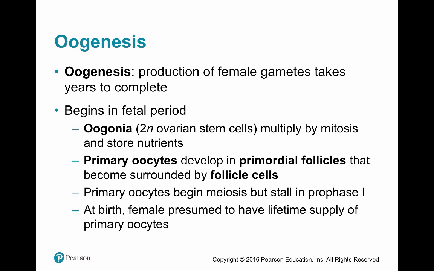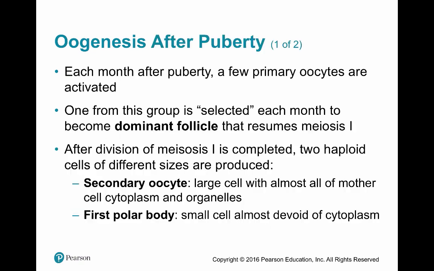It begins in the fetal period with oogonia. This is a 2N diploid ovarian stem cell that is multiplied by mitosis and stores nutrients. Now, from there, once mitosis happens, the primary oocyte will develop into a primordial follicle that becomes surrounded by follicle cells. Remember, we talked about that. And the primary oocyte begins meiosis, but stalls in prophase 1. At birth, females are presumed to have a lifetime supply of primary oocytes.